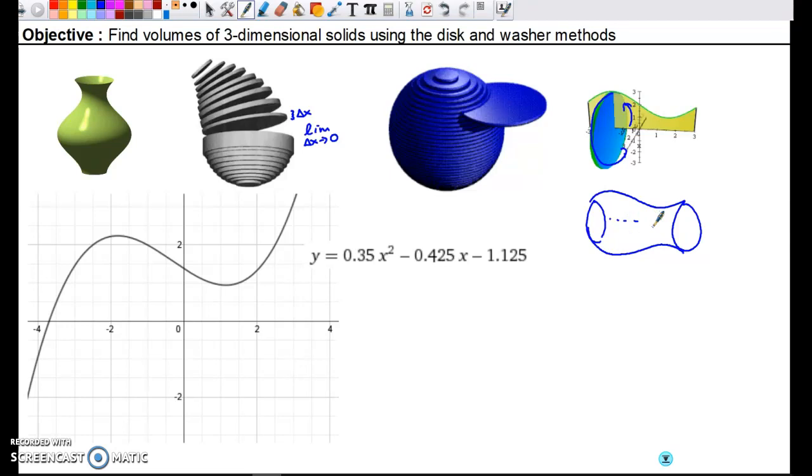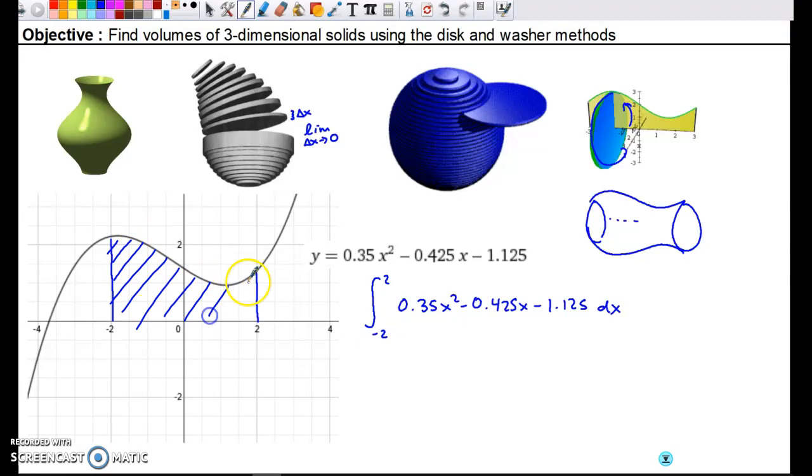So for example, if I have this graph of y equals 0.35 x squared minus 0.425 x minus 1.125, and let's say I want to find the area between -2 and +2. Well, of course, I would just integrate the rectangles from -2 to +2 of that entire thing written down like this. And that's just fine and dandy. I could find that area, no problem, what we've been doing for a couple months now.